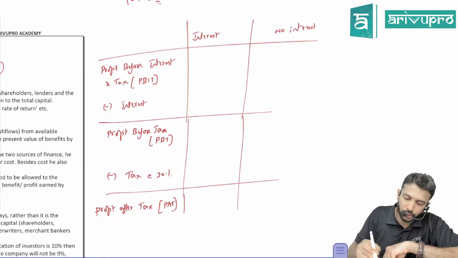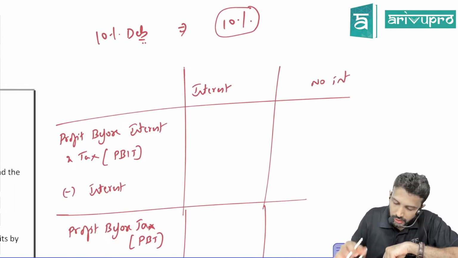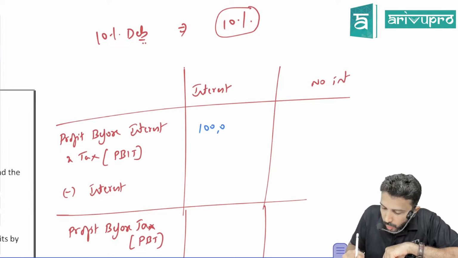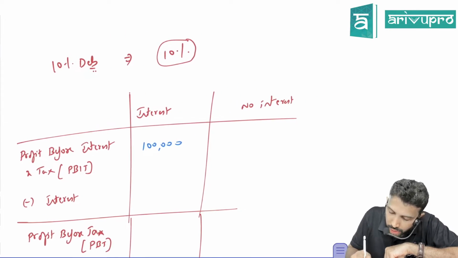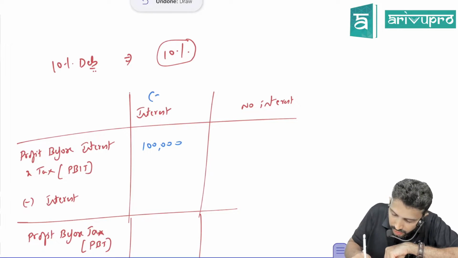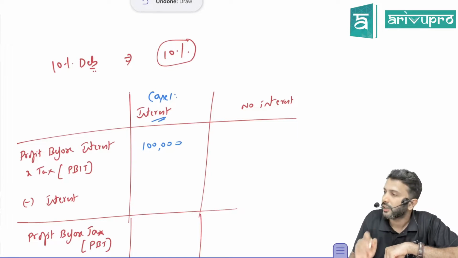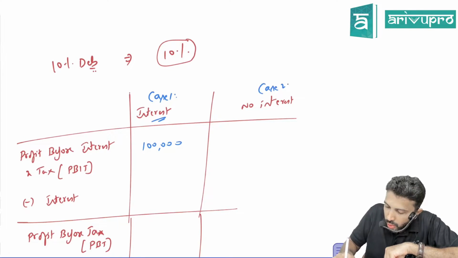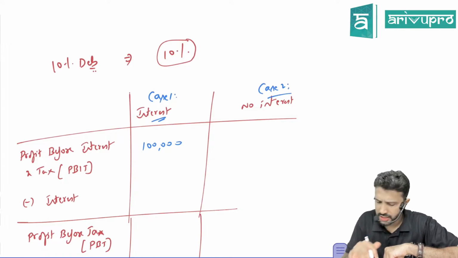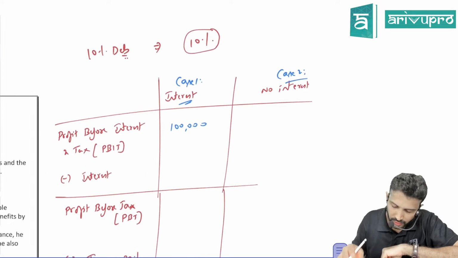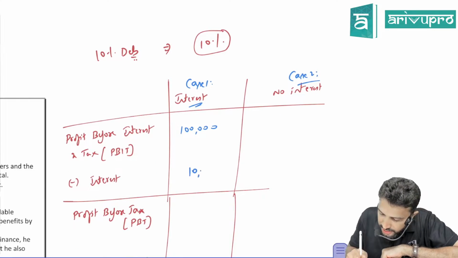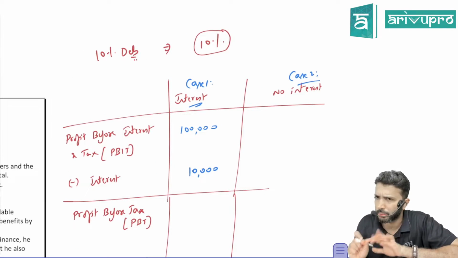I'll tell you why I am doing this exercise in a bit. Let's say PBIT, profit before interest and tax, I've assumed to be 1 lakh rupees. I've taken two scenarios: in case 1, the company has interest; in case 2, the company is not paying any interest. Let's see how the calculation looks. Let's assume that interest is 10,000. All these are assumed numbers.